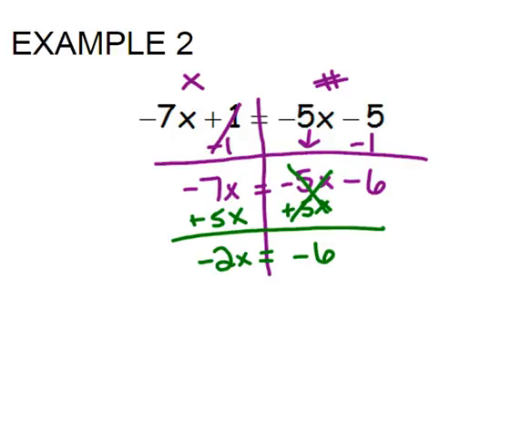The last step here is to inverse the coefficient, that negative 2 that's multiplying on the variable. In order to inverse it, we are going to need to divide because it was multiplying. So we'll divide by that coefficient of negative 2. The coefficients will cancel out and we'll be left with x equals a positive 3.